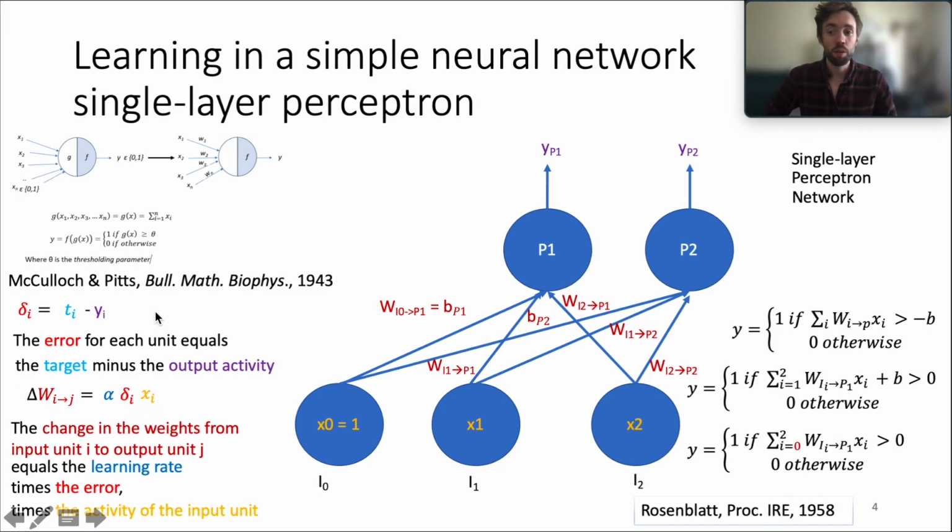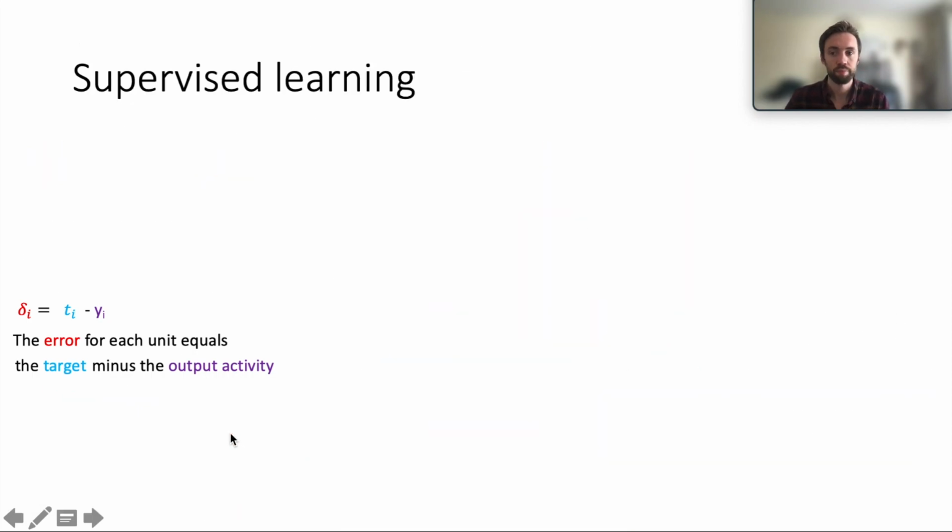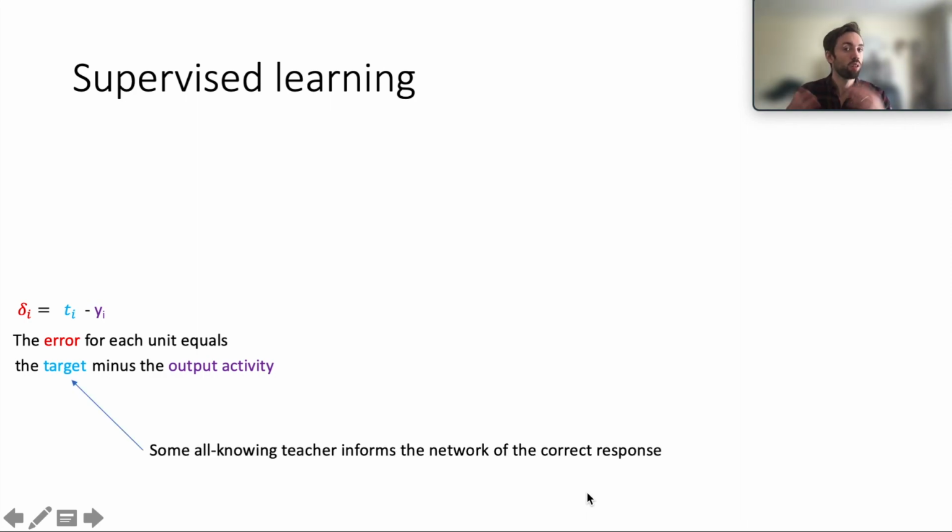So we see that if the output was too large, then the error will be negative, and we will end up decreasing the weight a little bit, so that on the next trial the output should be a little bit smaller. Likewise, if the output was too small, the error is positive, and therefore we're likely to increase the weights and move our output towards the target. This is an example of supervised learning because it involves some teacher who knows exactly what the outputs should be for the different inputs, informing the network of the correct response.